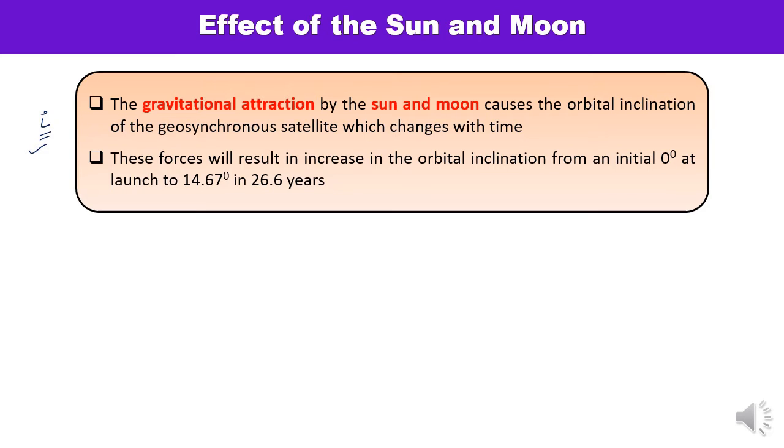So the effect of Sun and Moon, these forces would increase the orbital inclination. Initially it was 0 degree, meaning it is on the same equatorial plane. Then it can be observed that during 26.6 years of time, this angle may vary up to 14.67 degrees.